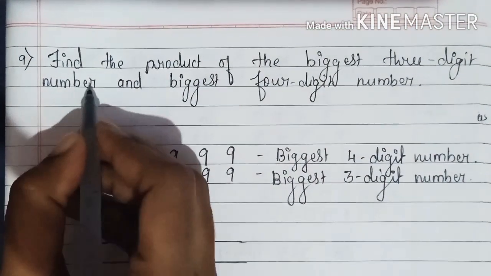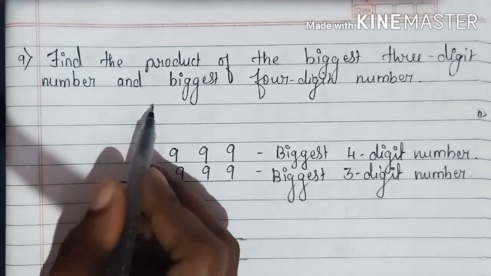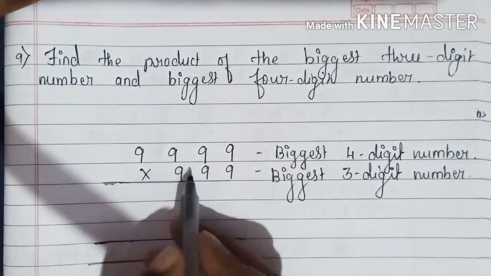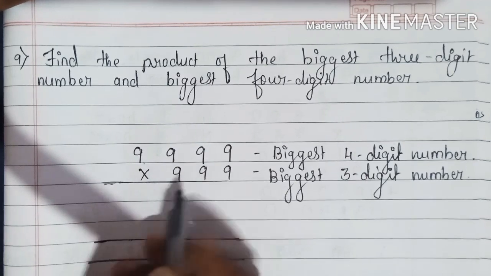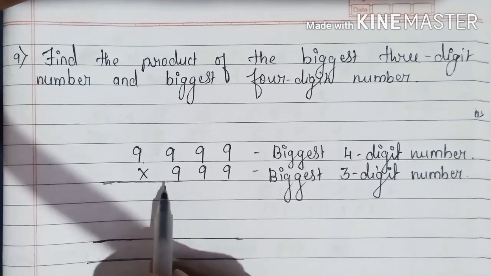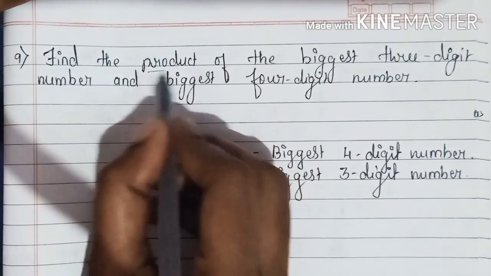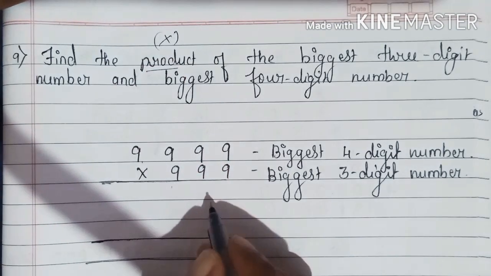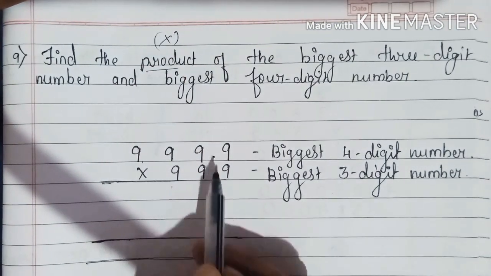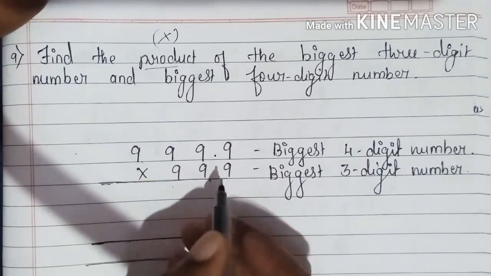In question number 9, find the product of the biggest 3-digit number and the biggest 4-digit number. The biggest 4-digit number is 9999. The biggest 3-digit number is 999. So we have to find out the product. Product means multiplication. So we have to find the multiplication answer of the biggest 4-digit number and the 3-digit number. So let us do multiplication.